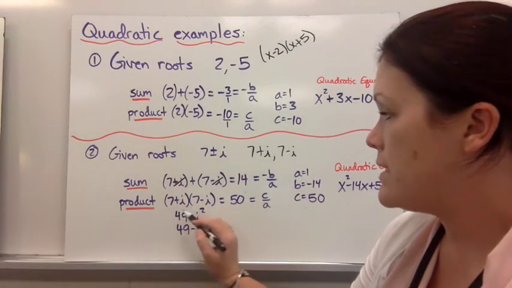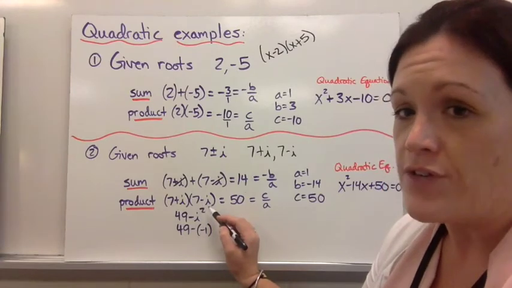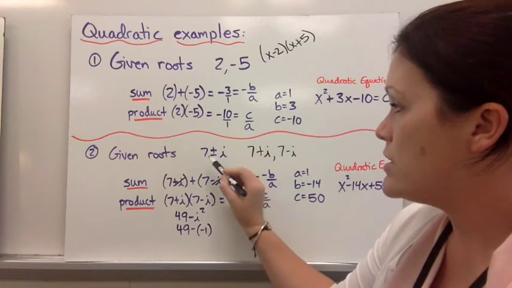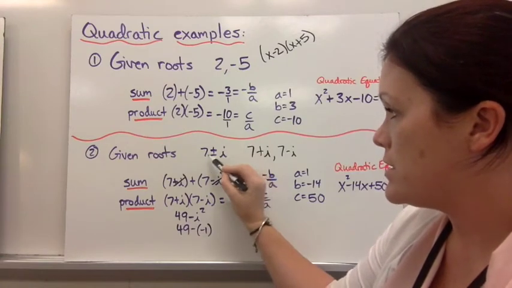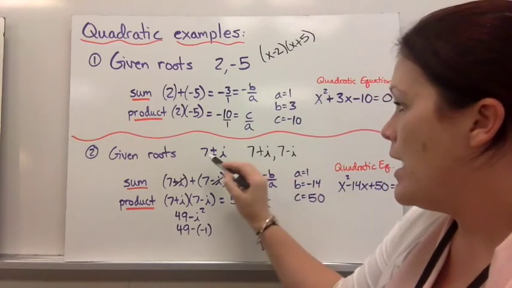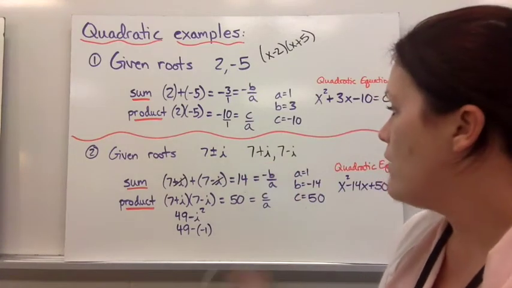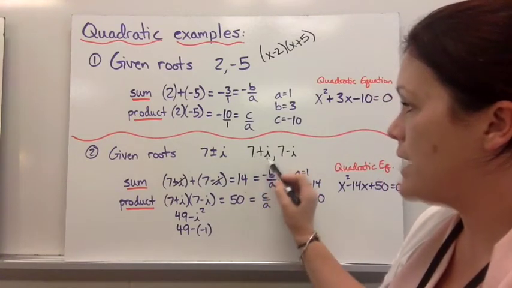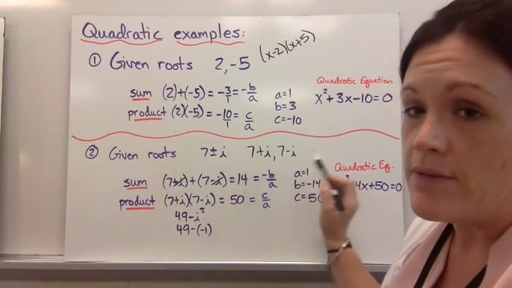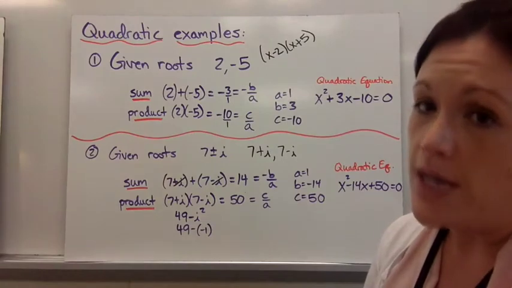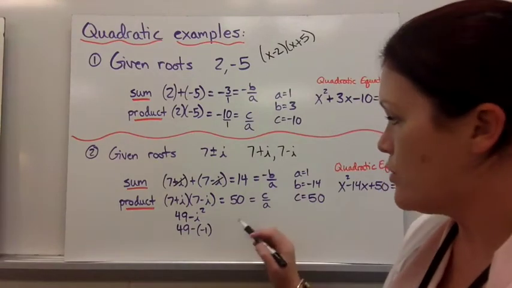7 plus i times 7 minus i is a difference of squares. These are conjugates of one another. We talked in class about how conjugates are when you have a complex root or an irrational root. You won't ever have one without the other. So 7 plus i would never be a root without 7 minus i. The square root of 3 would never be a root without the negative square root of 3, for example.